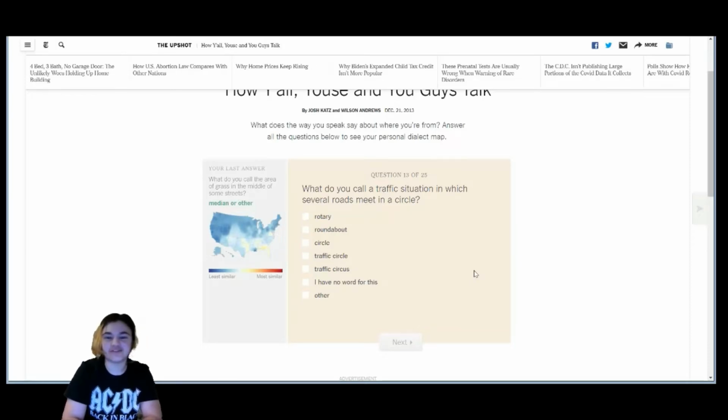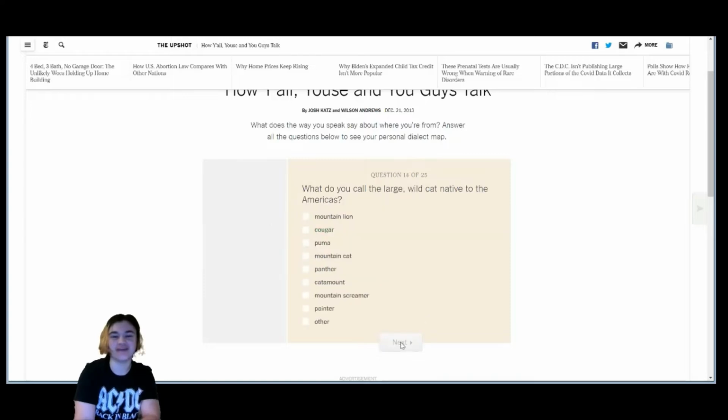What do you call a traffic situation in which several roads meet in a circle? That's a rotary or a roundabout. I always called it a roundabout as a kid until somebody said rotary to me. And I was like, what the fuck is that? But I guess that's the word you're supposed to use. But I call it a roundabout, which apparently is not popular in the northeastern states where I live.